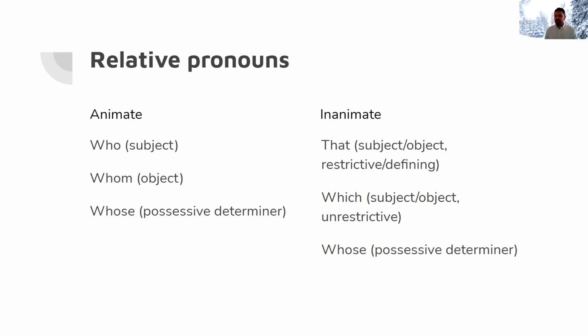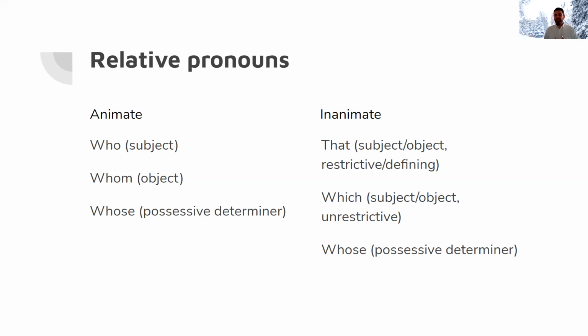With more inanimate objects, we tend to use that as both the subject and object. That tends to be used more with restrictive or defining clauses. So we're providing a piece of information, an adjectival statement about the noun that is necessary to identify that noun. It helps us understand which noun we're talking about. Which, on the other hand, again, can also be used for the subject and object, but it tends to be used more in unrestricted contexts. So we're not providing a piece of information that is necessary to identify the noun phrase, but it just provides more information about the noun phrase. And then we also use whose sometimes with inanimate objects when we need a possessive determiner.